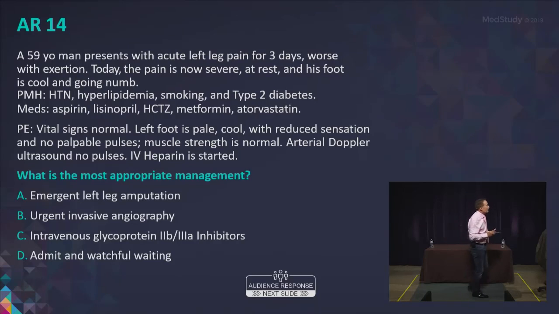Okay, question 14. A 59-year-old man presents with acute left leg pain for 3 days, worse with exertion. Today, the pain is now severe at rest, and his foot is cool and going numb. But he's got cardiovascular risk factors. There's his meds. His vital signs are normal. His left foot is pale and cool with reduced sensation and no pulses, but muscle strength is normal.